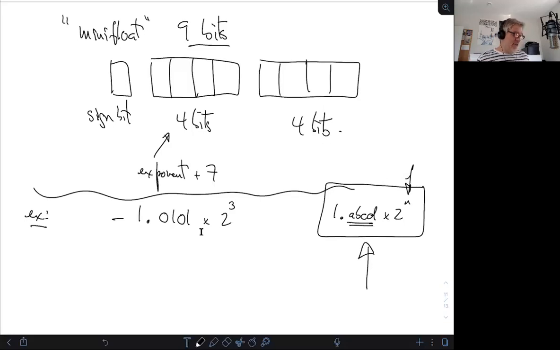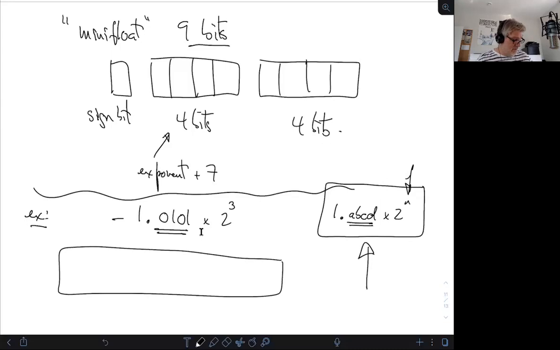Where was I? Okay, yeah, minus 1.0101 times 2 power 3. So I want to write that in mini float. So this will be my mantissa, right? So let's do that. Sign bit will be 1. Then exponent.